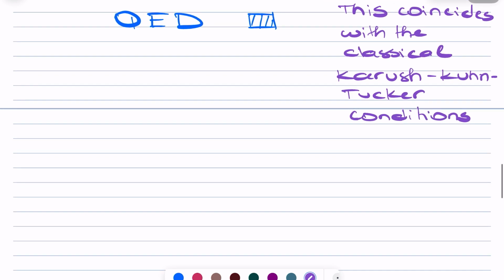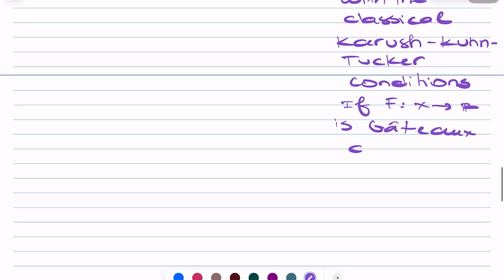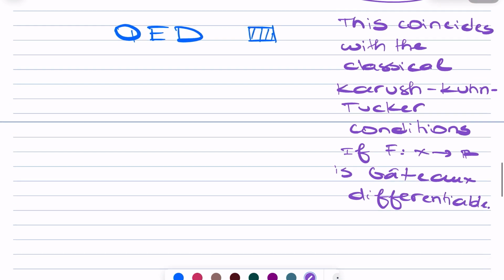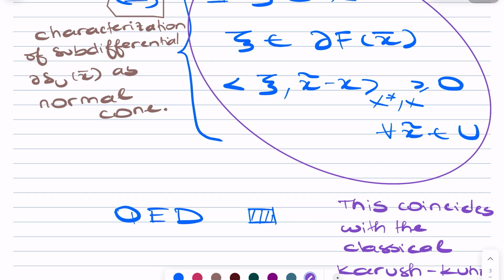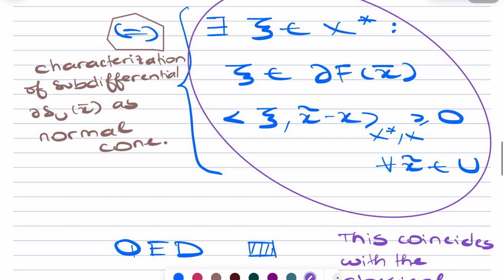Of course, this is in the case where f is Gâteaux differentiable. If our functional f is Gâteaux differentiable, then we saw that the convex subdifferential of f is the singleton containing the Gâteaux derivative of the functional f. So this actually coincides with the KKT conditions, if you are familiar with nonlinear optimization.